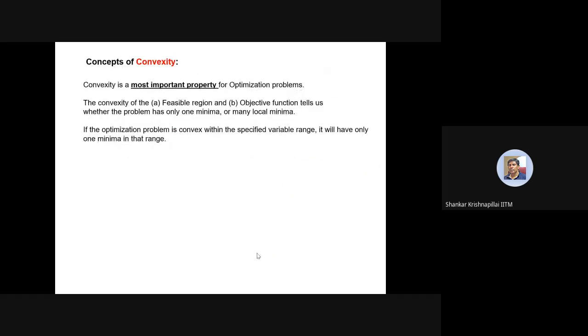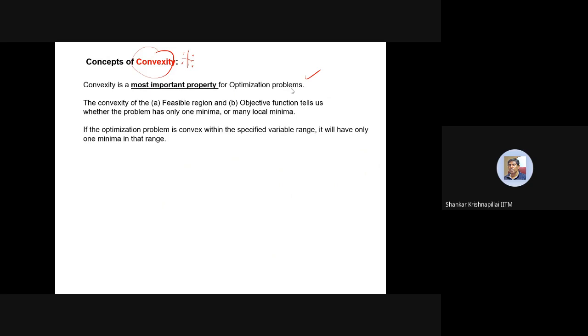This is just an example. So next is something called convexity, which is highly important. We'll just start this concept and continue in the next class. Convexity is the most important property of optimization problems. Actually, strictly speaking, before you do any optimization problem, you're supposed to check the convexity of the problem.